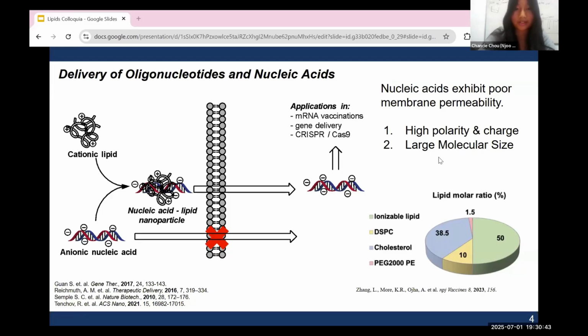One possible solution to this problem is to use lipid nanoparticles, which we refer to as LNPs. Their positive charge can help.